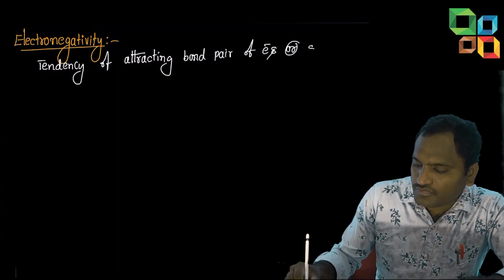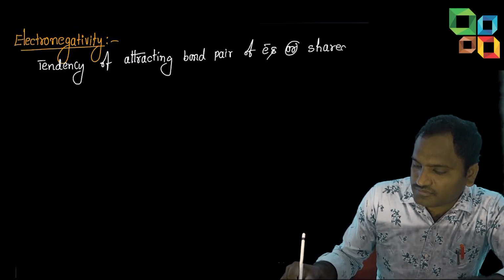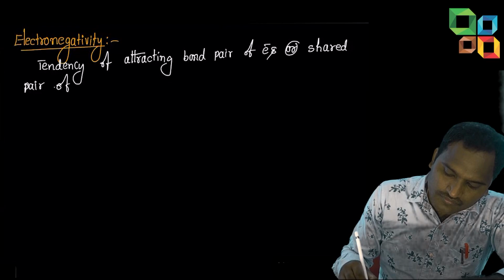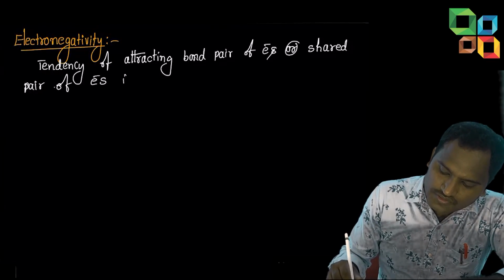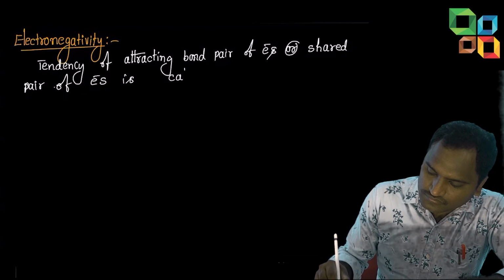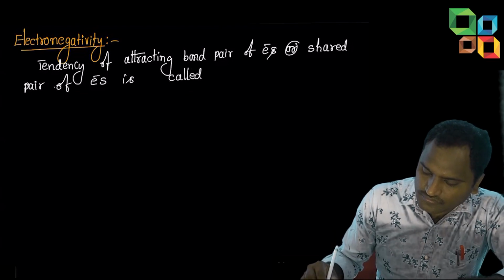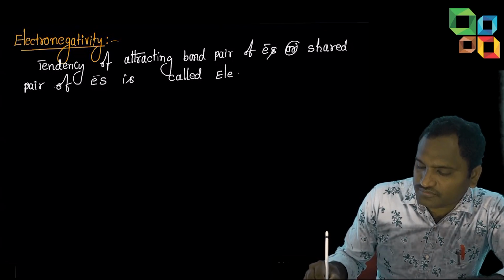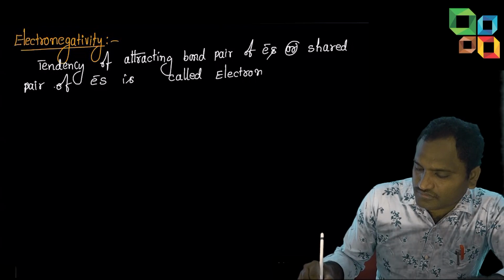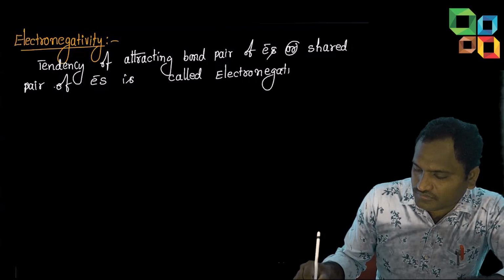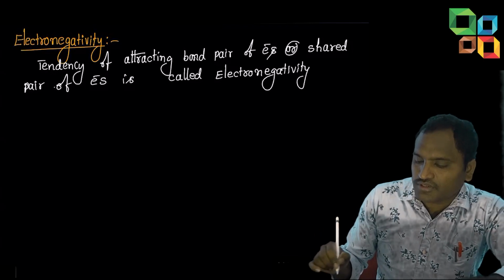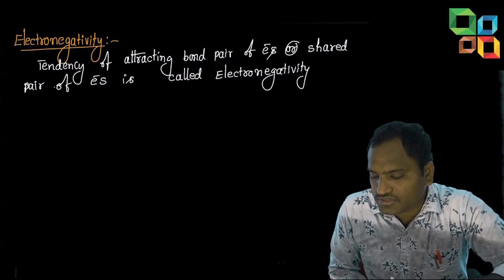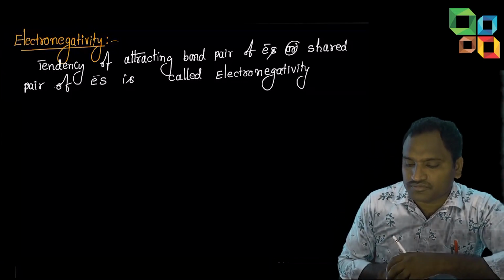Or shared pair of electrons is called electronegativity. Tendency of attracting bond pair of electrons or shared pair of electrons is called electronegativity.